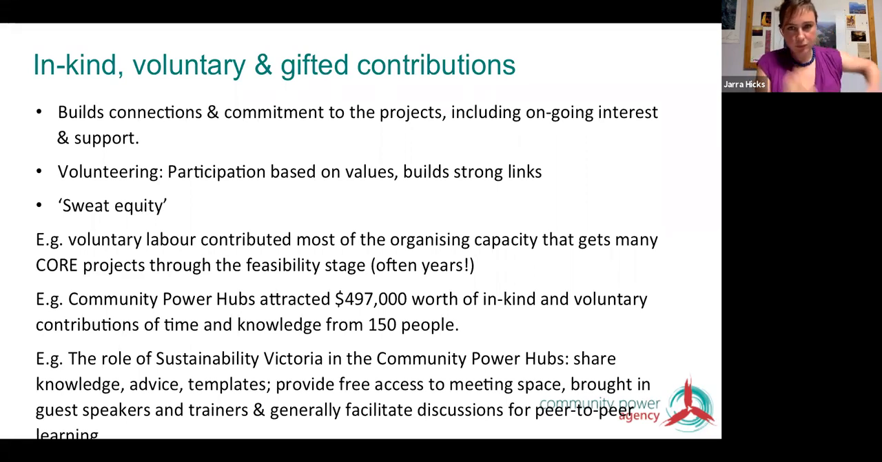I think it's also worth mentioning the value of projects sharing with each other, which happens a lot in community energy, but it also happened in the Community Power Hub program, and particularly the role that Sustainability Victoria played, where they helped to facilitate knowledge sharing. So sharing different templates and providing a networking role and making sure the information was being shared between different projects, as well as providing in-kind access to meeting space and guest speakers like us. So there's a lot of value in those in-kind and those voluntary contributions. And every dollar that you don't have to spend is less money that you need to raise through other forms of finance. So it is really valuable.